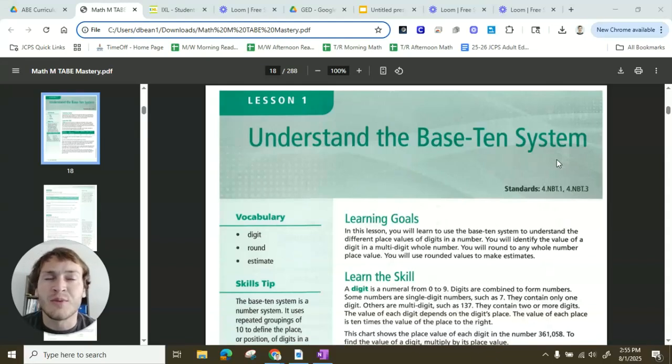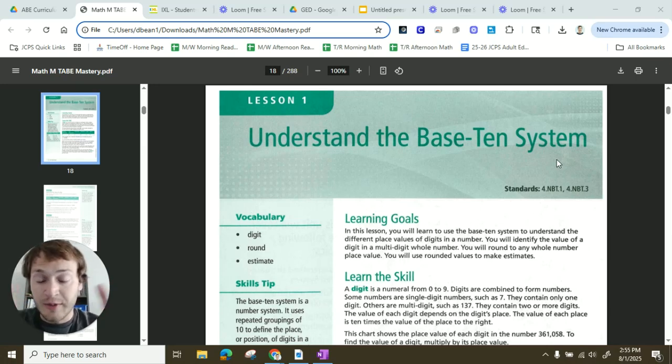This is Lesson 1, or rather, a brief summary of Lesson 1, which is Understanding the Base 10 System. I say brief summary because this is what I taught in class. Of course, our classes are 2.5 hours long, and you're about to get perhaps a 5 to 10 minute summary of what we talked about.